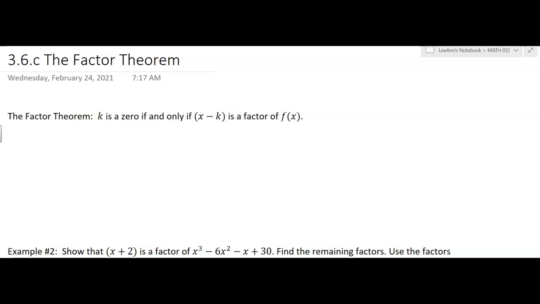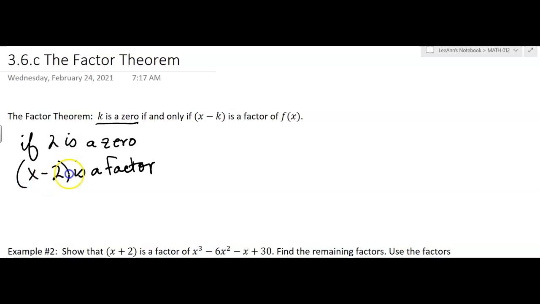Okay, so now we have what's called the factor theorem. And the factor theorem says k is a 0 if and only if x minus k is a factor of f of x. Okay, now that might be confusing, but it says two things. If you know a number is a 0, then you know a factor. So if 2 is a 0, then x minus 2 is a factor.